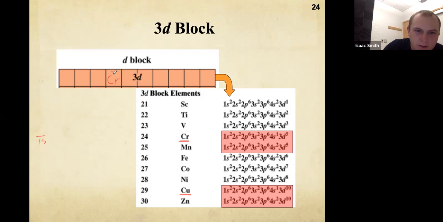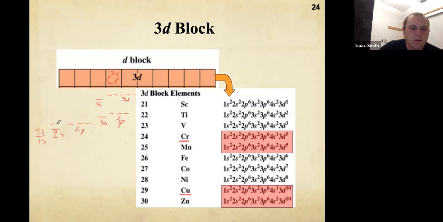So that's 24. In order to get to the 3D block, if you look at the whole periodic table, you go through 1s, 2s, 2p, 3s, 3p. Oh, I'm running out of room. I'm just going to have to jump up to here, sorry, 4s, and then the 3D is next. So for chromium, we have 24 electrons.